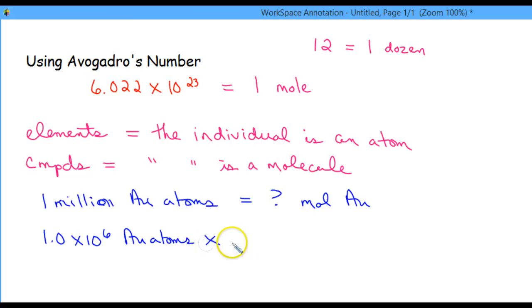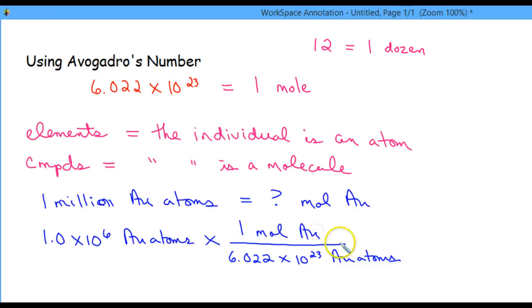Since we are going from the number of individuals, Avogadro's number goes on the bottom, and 1 mole goes on the top. So this time we're going to divide. Again, make sure that you're using scientific notation correctly in your calculator. And we're going to get 1.66 times 10 to the negative 18th moles of gold. Not very much at all.